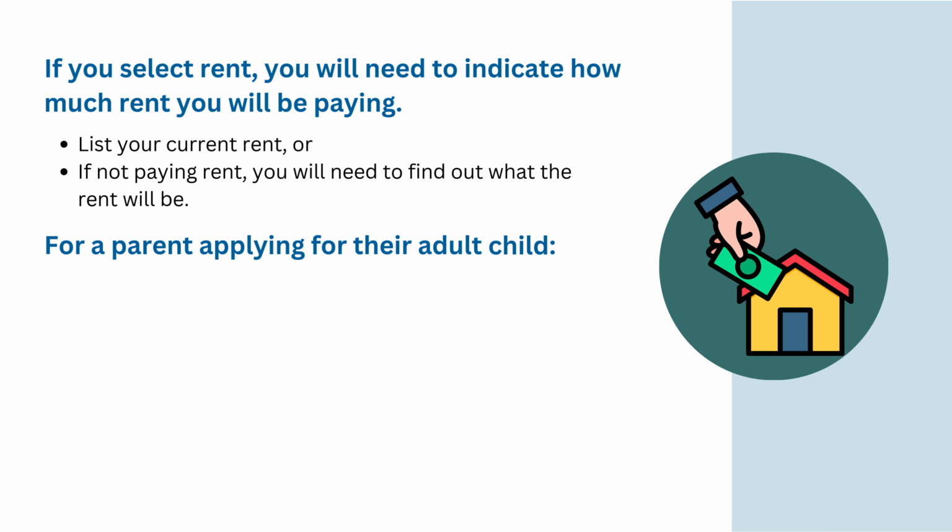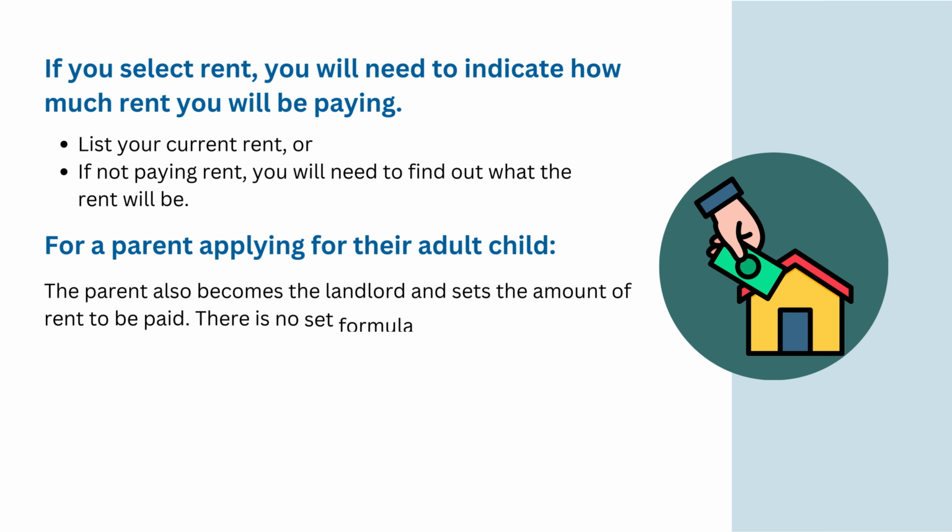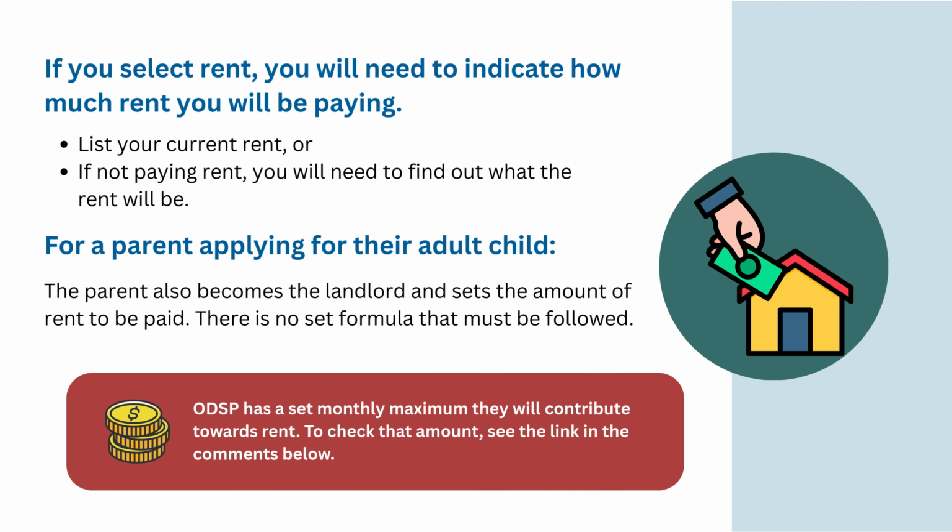In the situation where an adult child is living at home with their parent, the parent would then also take on the role of landlord and set the amount of rent to be paid. Now, there's no set formula or specific guideline to follow for this. However, ODSP does set a monthly maximum that they contribute towards rent.